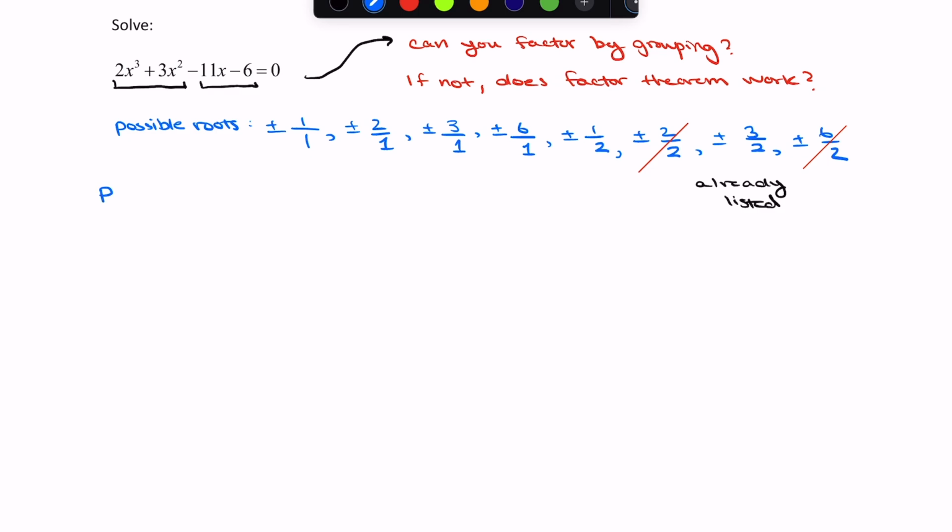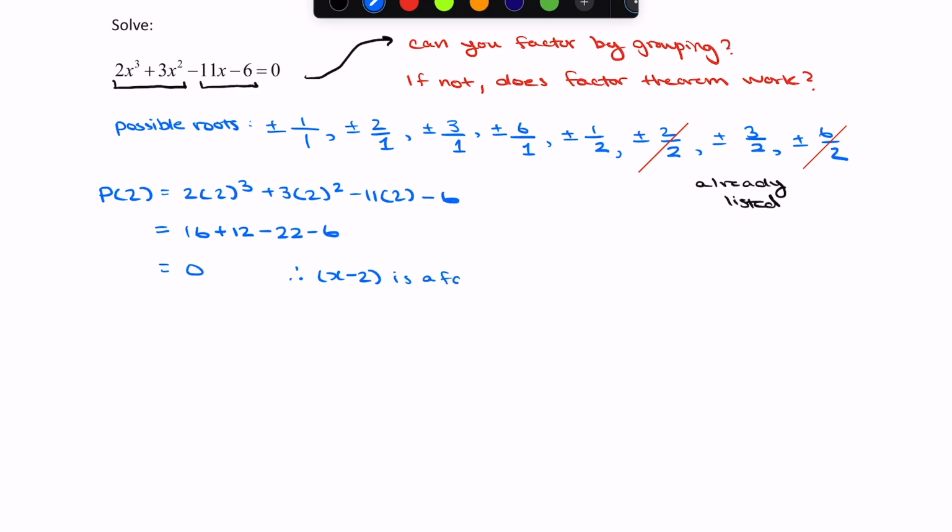So here, if I sub in a value of 2, we get 2 times 2 cubed plus 3 times 2 squared minus 11 times 2 minus 6. We calculate that out. We get 16 plus 12 minus 22 minus 6. And that gives us 0, which is what we're looking for, which means that x minus 2 is a factor.